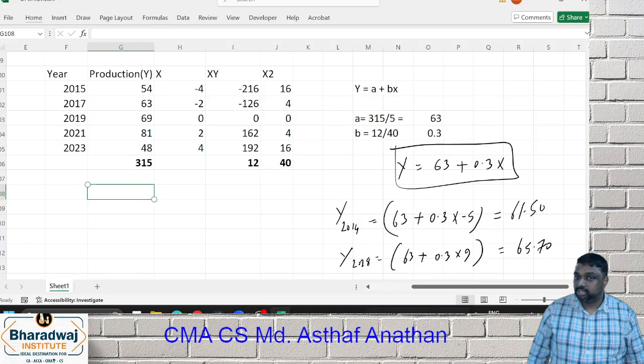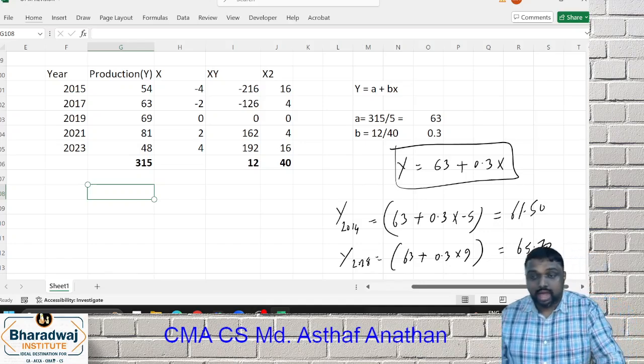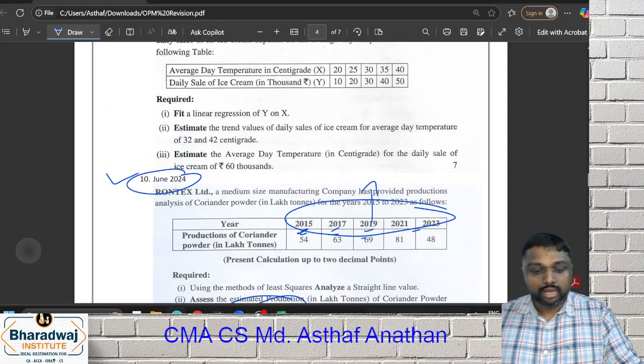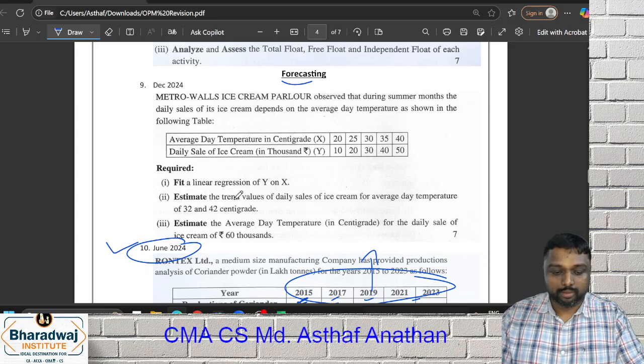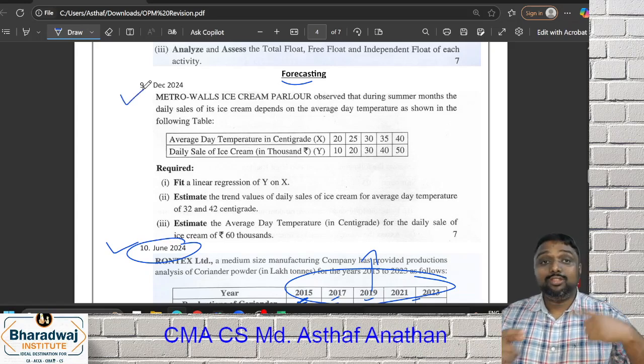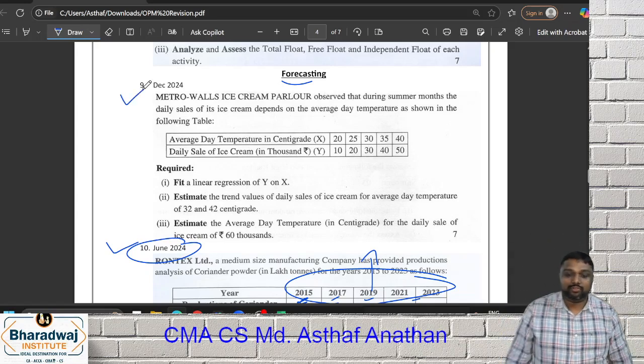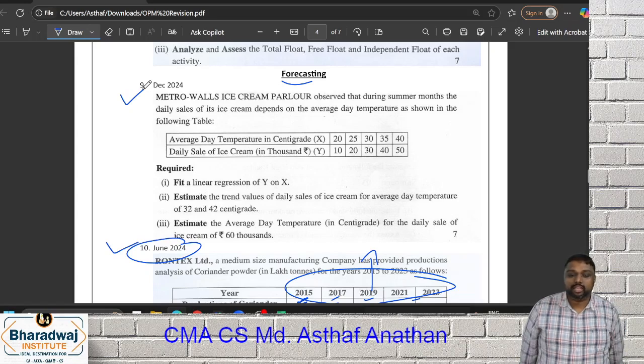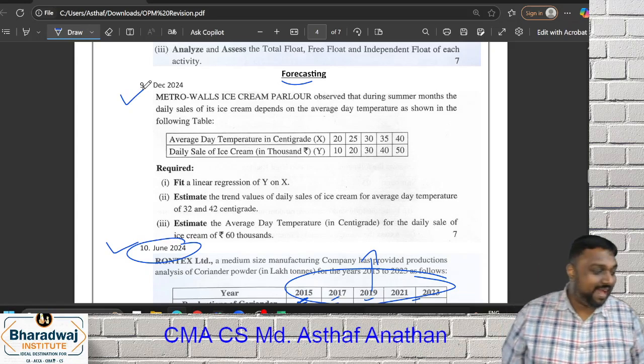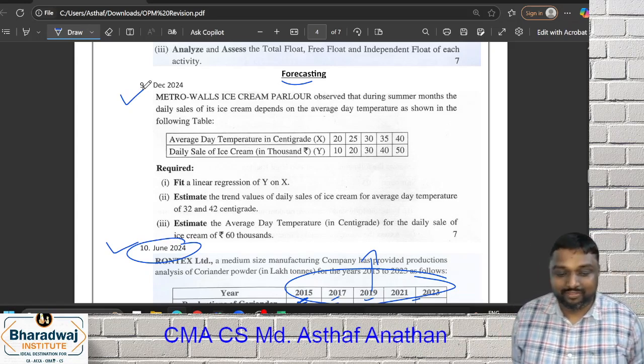Shall we proceed? Next question. In forecasting, the last method is the regression equation. In your MTP also such a question came. See how each exam is different. Recently, for your December exam, this regression equation only came. Regression equation, maths formula, superb area, friends.